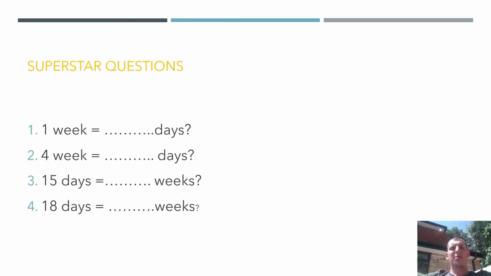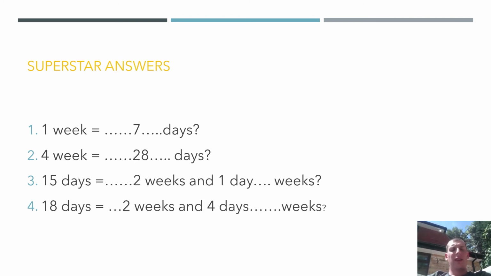Excellent. So, superstars, we have now come to your question. I want you to tell me how many days there are in 1 week, how many days there are in 4 weeks, how many weeks there are in 15 days, and how many weeks there are in 18 days. And I'm going to give you a hint again, superstars, that for these last 2 questions, it's not going to be an equal amount of weeks. You're going to have weeks and days, okay? Excellent. So, superstars, please pause the video, complete that task, and then press play when you're ready to go through this.